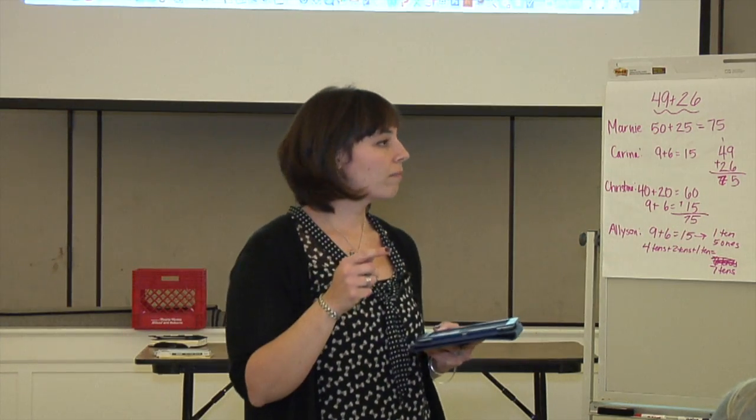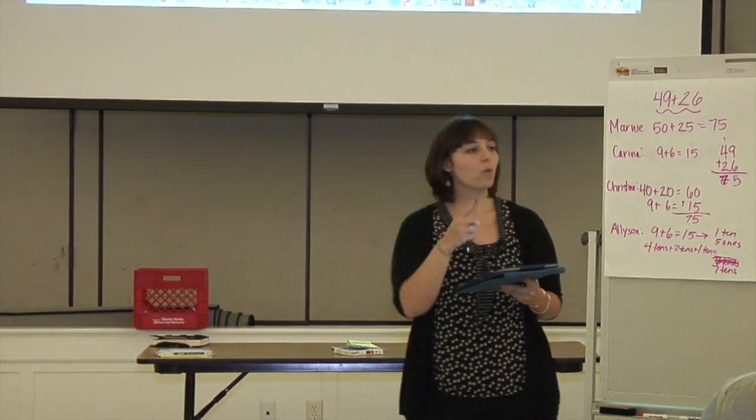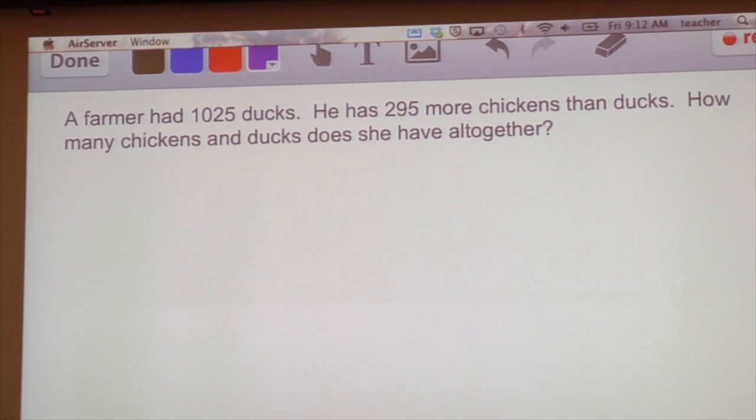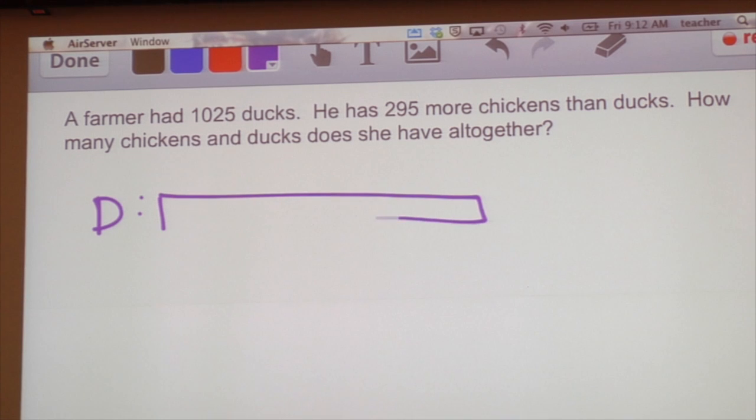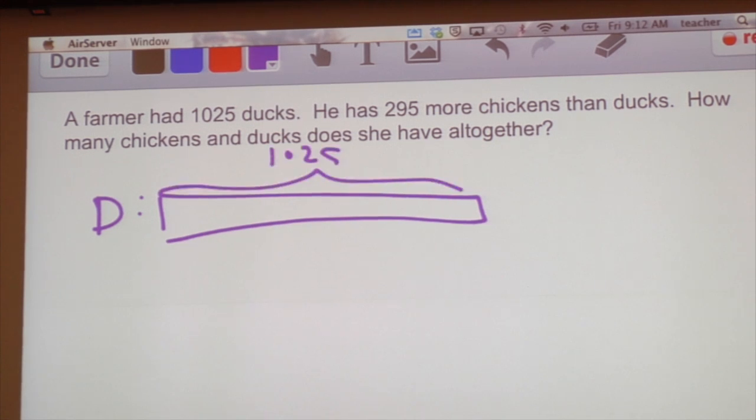Okay, so we're comparing ducks and chickens. We know that one of those categories has more than the other, so we need to have 2 bars, 1 for each. I'm going to start with the ducks because that's what they give me first. Okay? So I have 1,025 ducks. I'm sorry, I screwed that up.